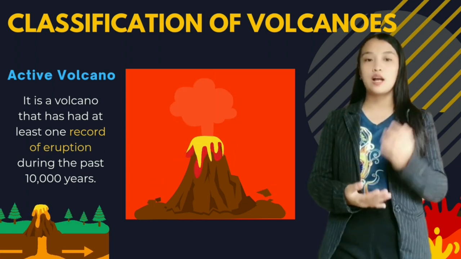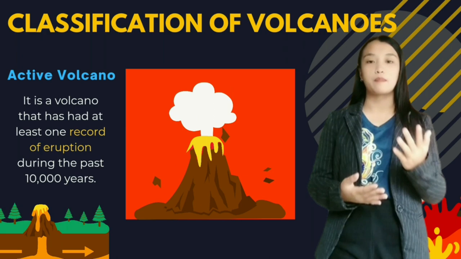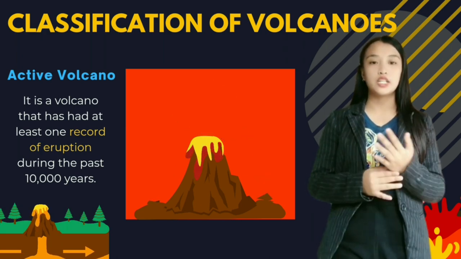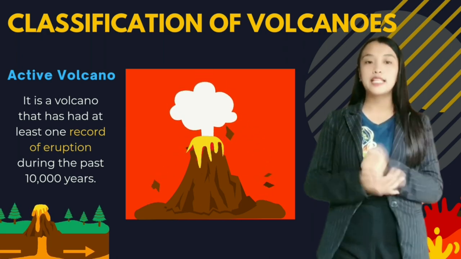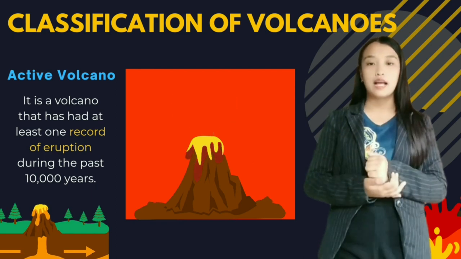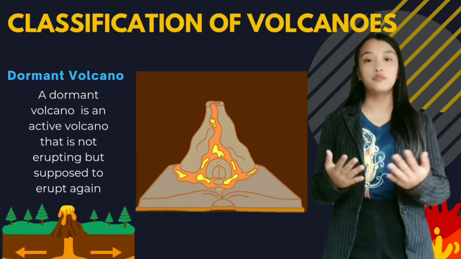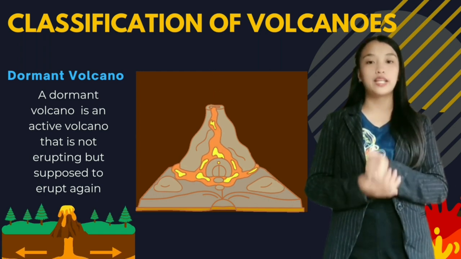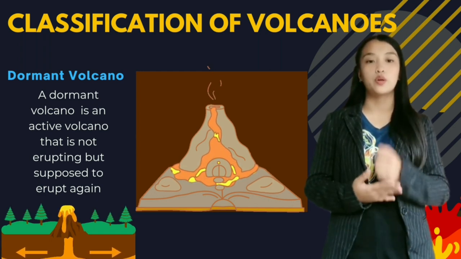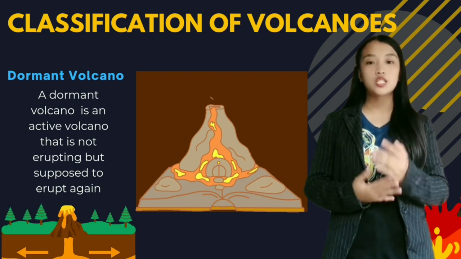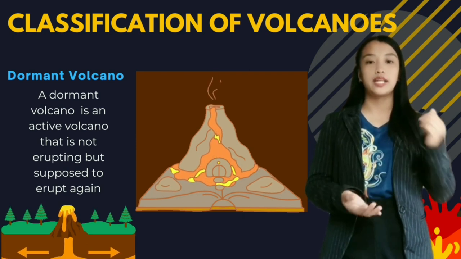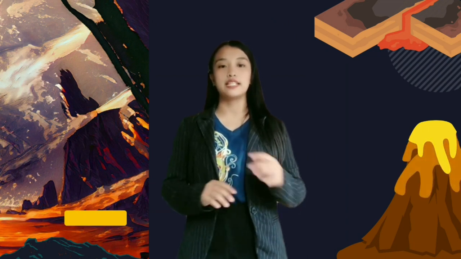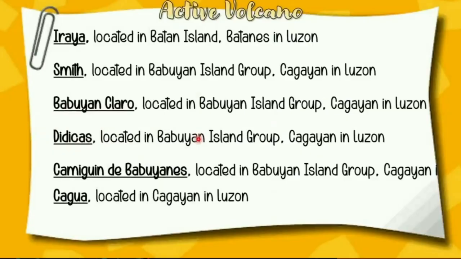An active volcano has at least one record of eruption during the past 10,000 years, meaning it had erupted and has shown volcanic activity. An active volcano might be erupting or dormant. When we say dormant, it is an active volcano that is not erupting but is supposed to erupt again. According to PHIVOLCS, there are 24 active volcanoes in the country. I have listed the 24 active volcanoes in the Philippines and their locations. Take a look at these volcanoes.